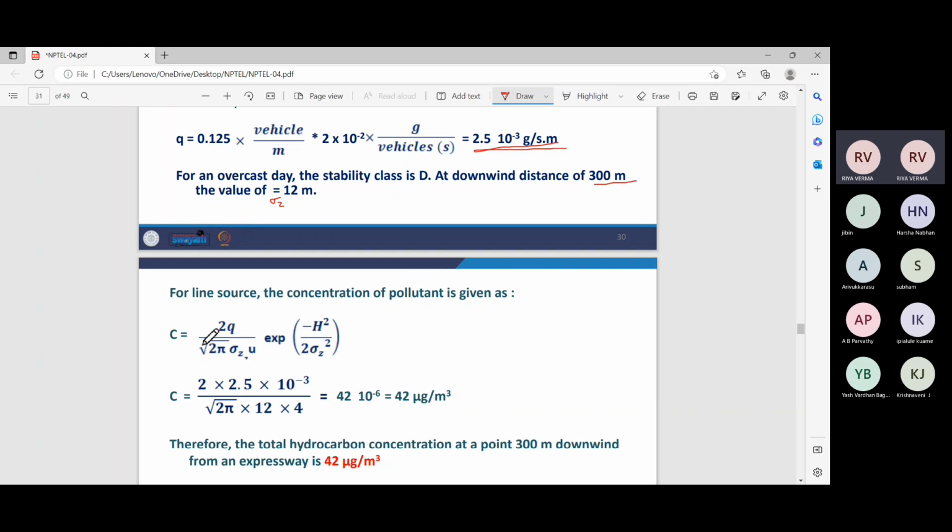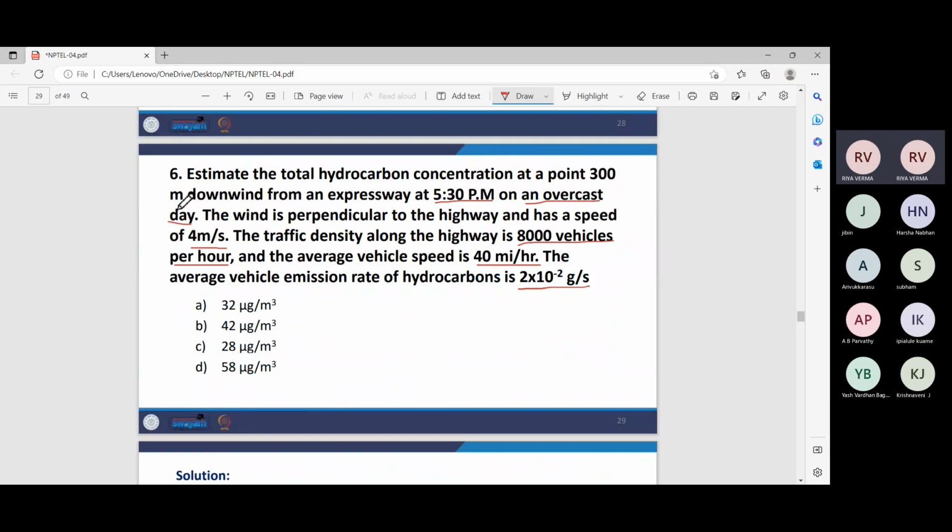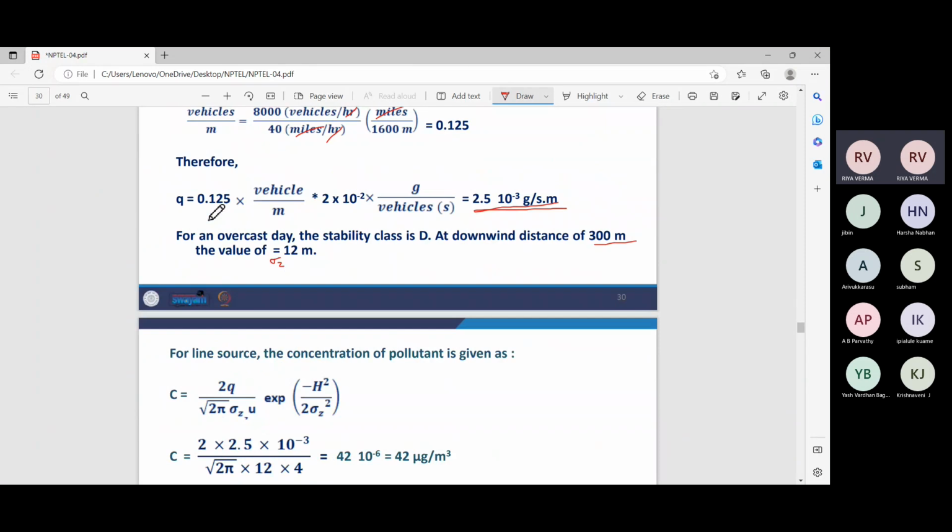Just put all the values for the line source. C is 2Q divided by root 2 pi sigma Z into U, e raised to power minus h square by 2 sigma Z square. Q is 2.5 into 10 raised to power minus 3. Sigma Z is 12. U is given as 4 meters per second.